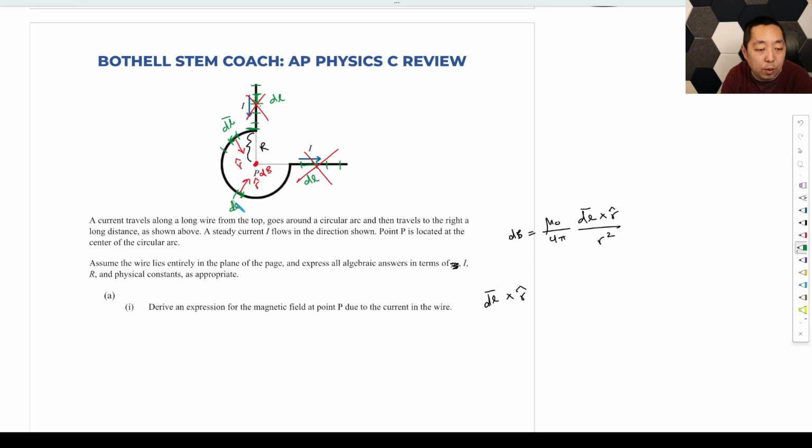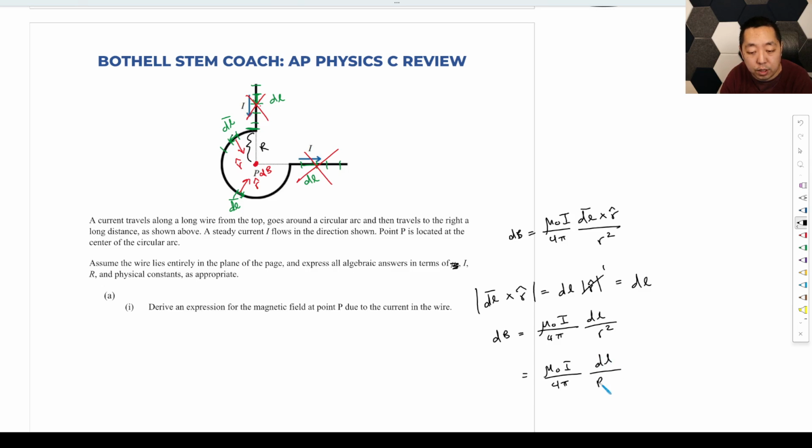So then we only care about the magnitude now, which, because they're already perpendicular, you just multiply them times the magnitude of r hat. But remember, r hat's a unit length vector, so that's 1. So this will just be dL. Then our contribution is going to be mu naught, oh, there's an I over here, mu naught I over 4 pi, dL over r squared. Now, we know the current's I. What's r squared? It's that distance, and it's constant the whole time because it's a circle. This r is going to be capital R. So this is mu naught I over 4 pi, dL over big R squared.